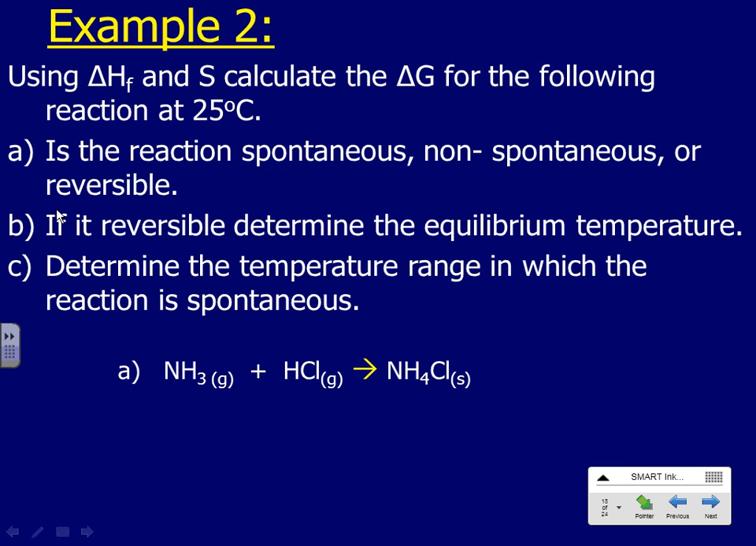C. Determine the temperature range in which it becomes spontaneous. Again, this is the whole discussion about above the equilibrium temperature, this dominates, below, this dominates. But if we're looking for the temperature where it's spontaneous, if we flip it on its head, which one of these thermodynamic terms supports a spontaneous reaction? The delta H. So, for C, delta H is spontaneous.